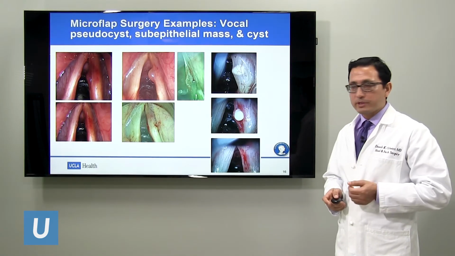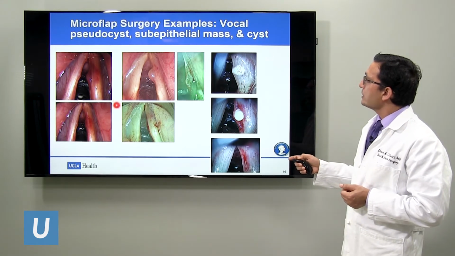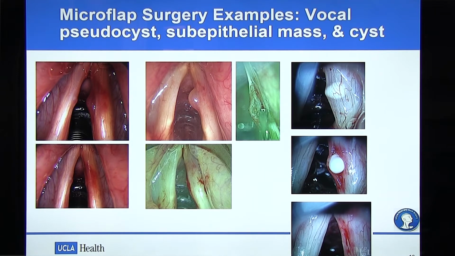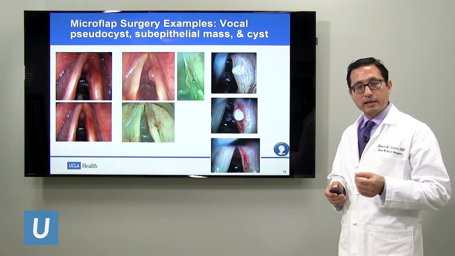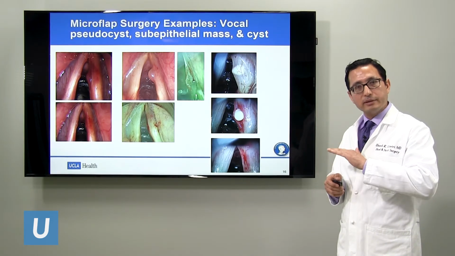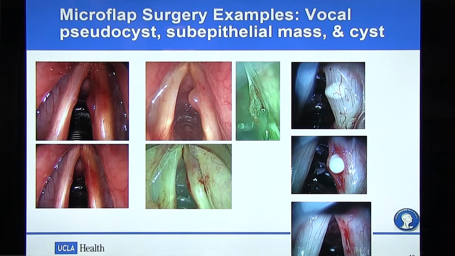Here are some examples of lesions that are treated by microflap surgery. Over on the left, you see a pseudocyst, which has been removed using microflap technique. And when we are done, we are left with a nice straight edge, which then heals with time. In the middle, this is a lesion that was a subepithelial mass, meaning there was a little growth underneath the epithelium, as you can see over here. And again, it's been treated with microflap surgery.